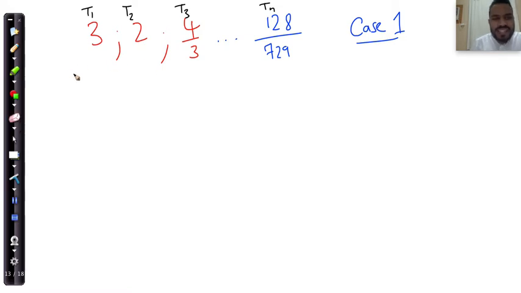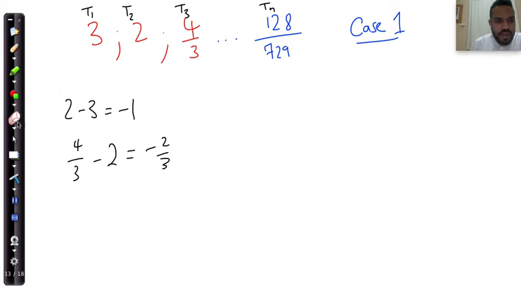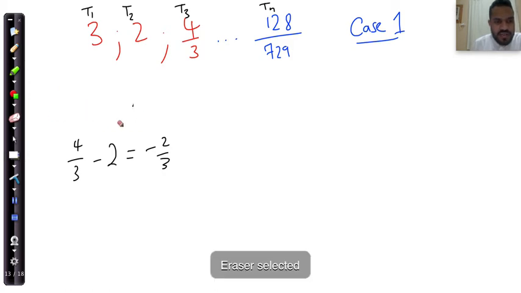Now, we need to test the sequence. Is this arithmetic? Well, for it to be arithmetic means if I take 2 minus 3, I get negative 1, and if I take 4 over 3 minus 2, and 4 over 3 is 1 and 1/3, it leaves me with negative 2/3. It's definitely not arithmetic. When I take T3 minus T2 and T2 minus T1, this is not arithmetic. So I'm going to erase that quickly. So this is not valid, right?